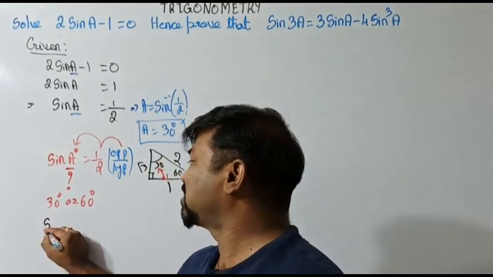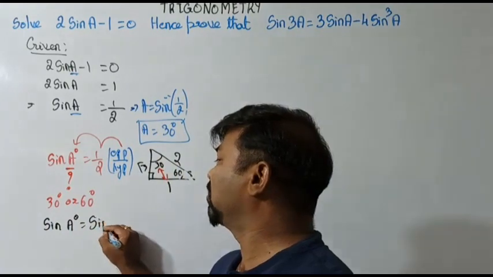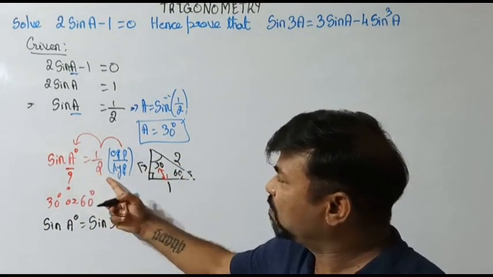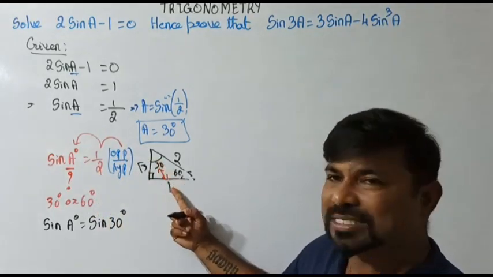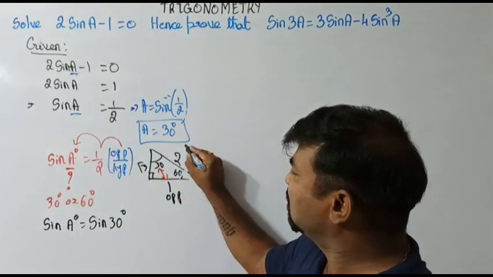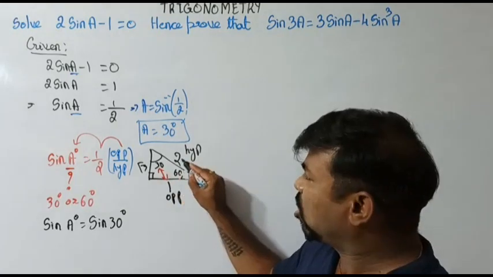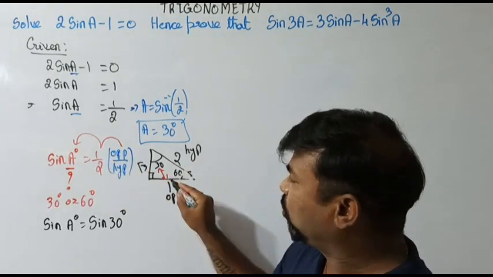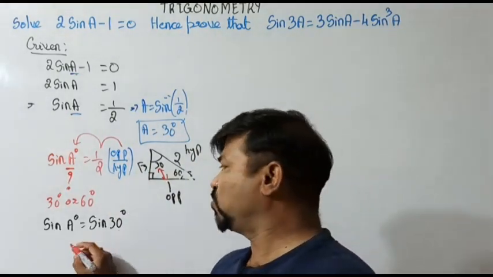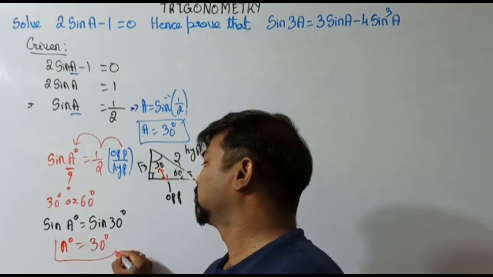Now, sin 30 degrees. Sin A is equal to sin 30 degrees, which is 1 by 2, meaning opposite is 1, hypotenuse is 2. This is opposite, this is hypotenuse. So for 30 degrees, opposite is 1 and hypotenuse is 2. Opposite by hypotenuse. Now by this we can say angle A is equal to 30 degrees.